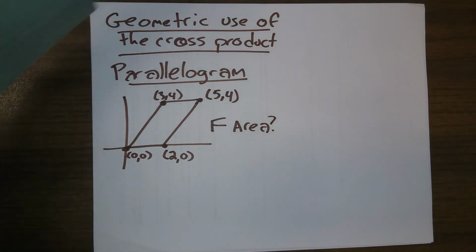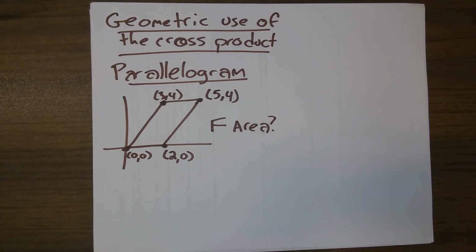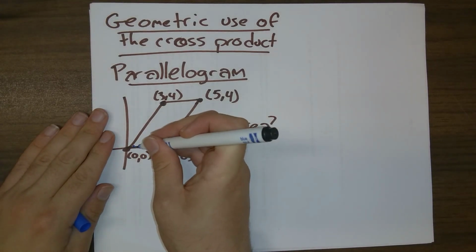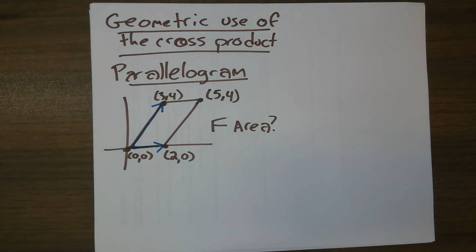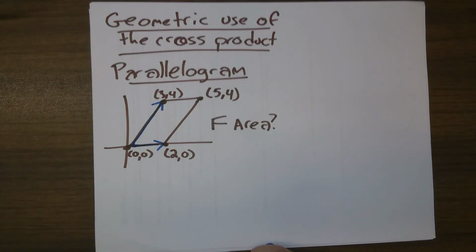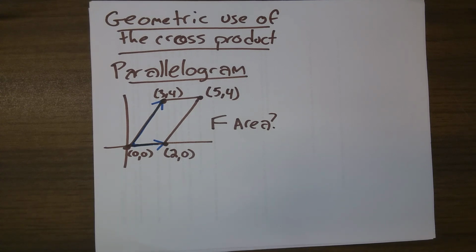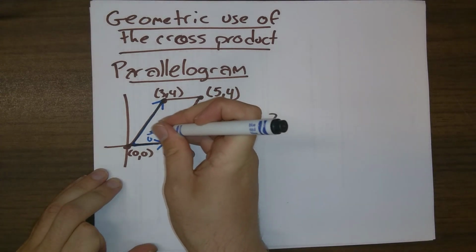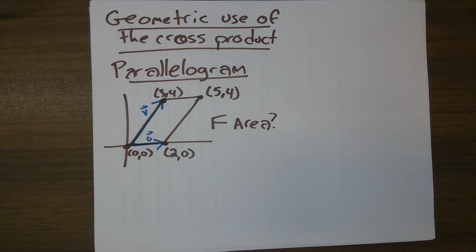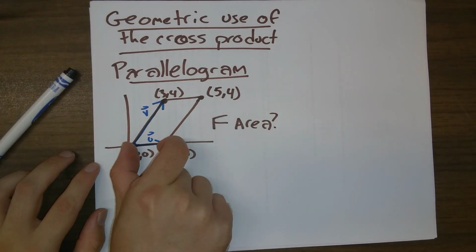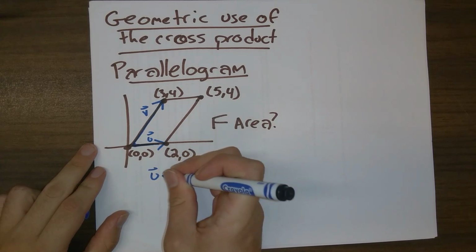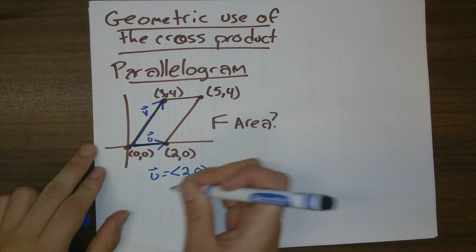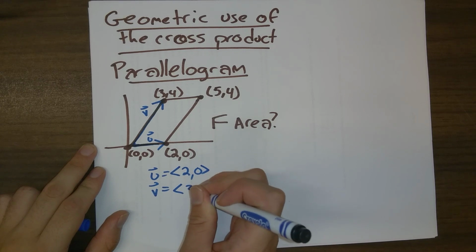Note that this parallelogram comes from the span of, well, maybe span is a word I shouldn't be using here, but it comes from these two vectors, let me call them u and v. These two vectors determine the parallelogram, because we could translate u up here, and we could translate v over here. So u is the vector 2, 0, and v is the vector 3, 4.